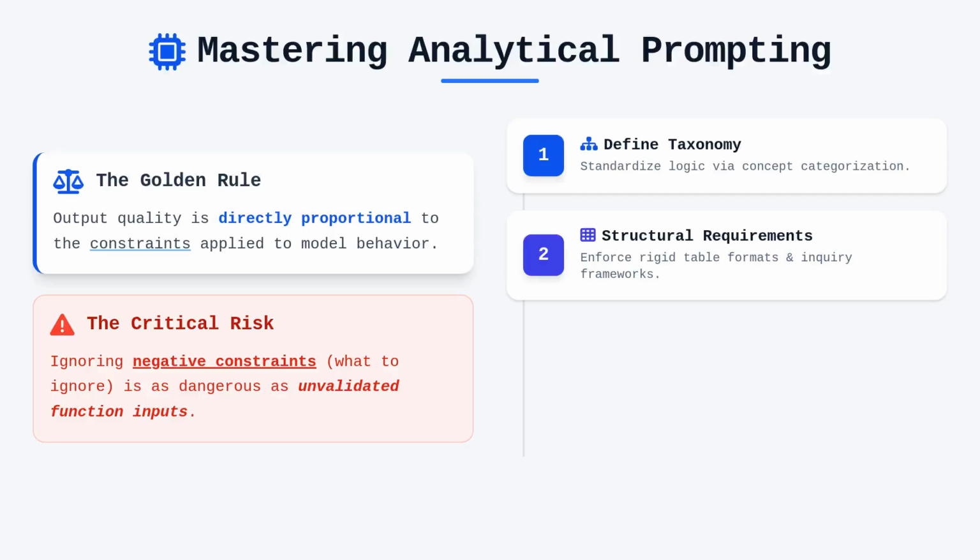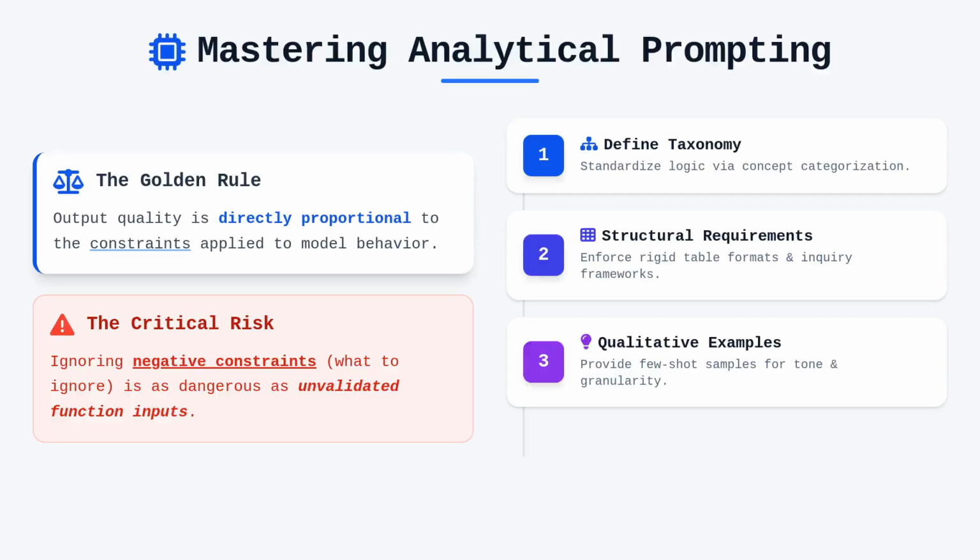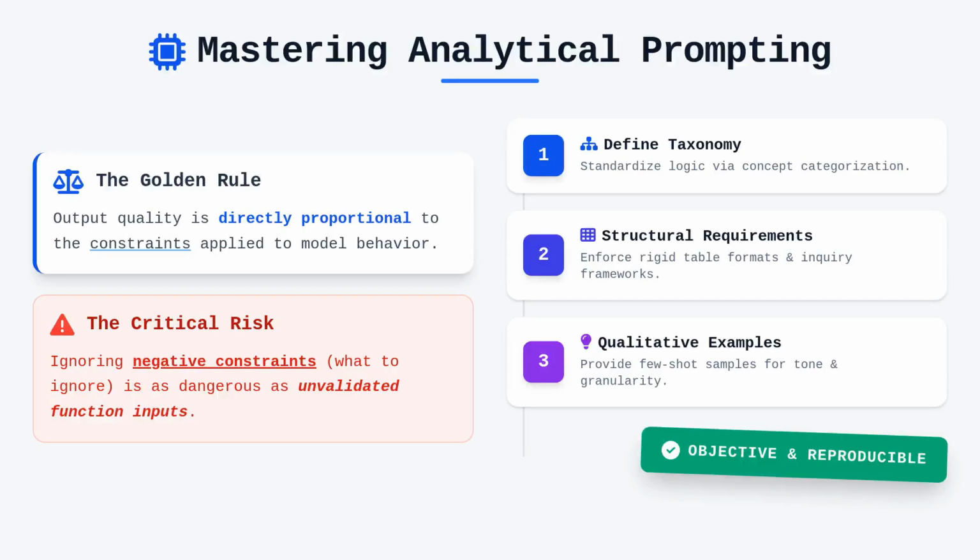You may find that adding a few examples of desired output, fewer in contrast to the rigid coding examples, since this is qualitative, helps the model understand the tone and granularity you expect. This deliberate approach to prompting ensures that your data analysis remains objective, reproducible, and deeply aligned with your actual business needs.